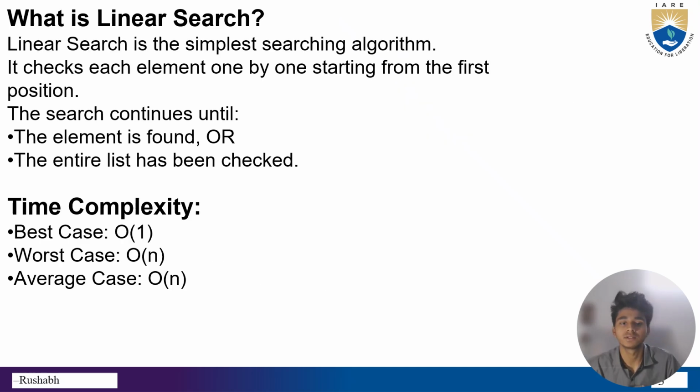What is linear search? Linear search is the simplest searching algorithm. It checks each element one by one, starting from the first position. The search continues until the element is found or the entire list has been checked. Time complexity: the best case is big O of 1, the worst case is big O of n, and the average case is big O of n.